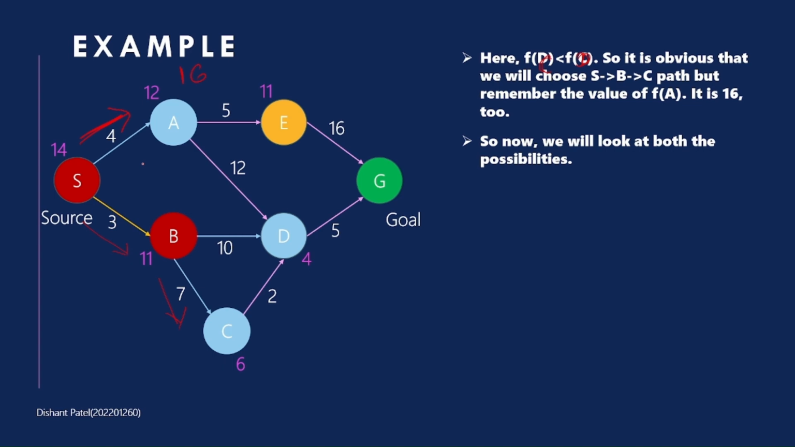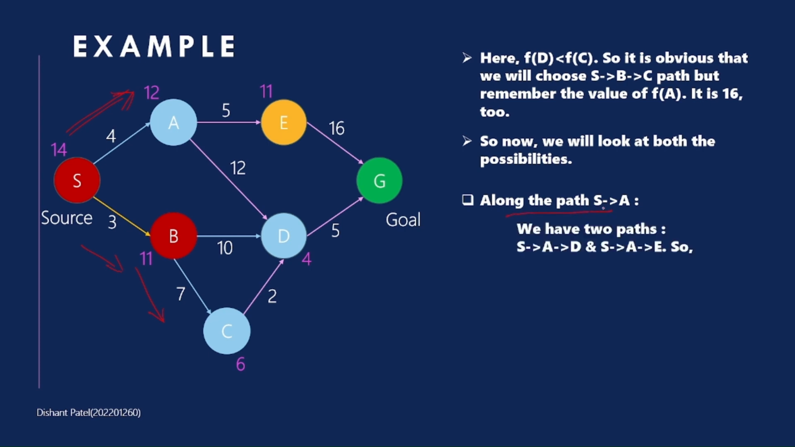So we have now two possibilities. If we are going to S to B and then go to B to C, or either we can go to S to A directly. So first possibility, along the path S to A. Along the path S to A, we have two further paths, S to A and A to E, and S to A to D.